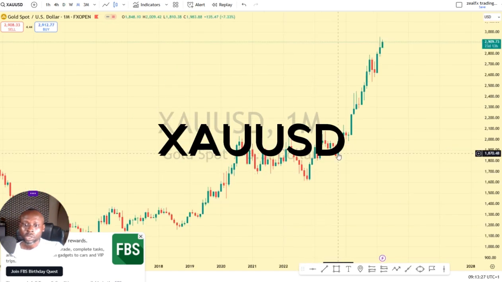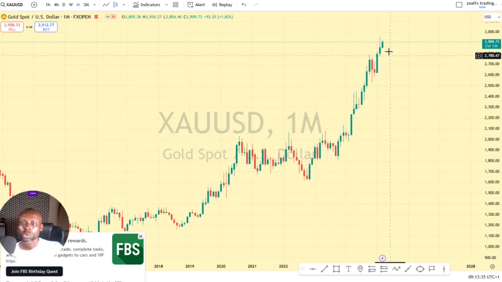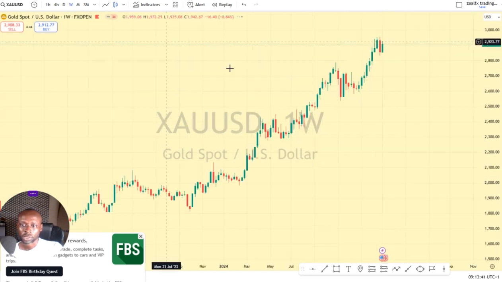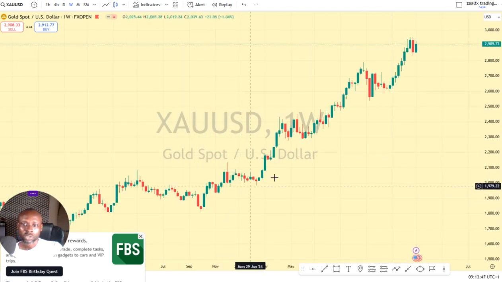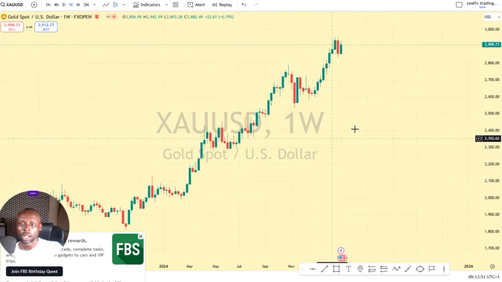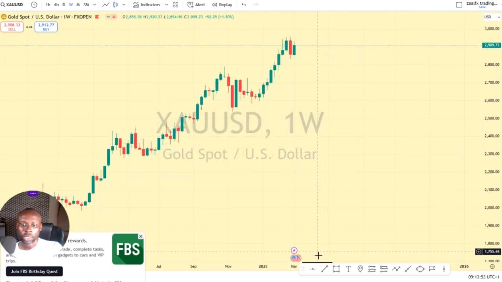Gold USD on the monthly chart still remains in an uptrend. So long as we have a series of higher lows, we expect gold to continue to push higher on the monthly chart. So let's look at the weekly chart of the gold USD. On my weekly chart, we still have an uptrend structure. So long as we have this strong uptrend structure, we expect price to continue to push higher for the gold USD.